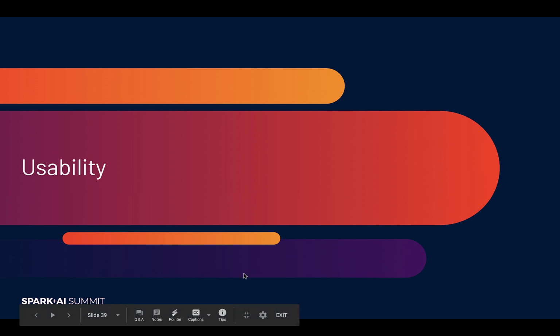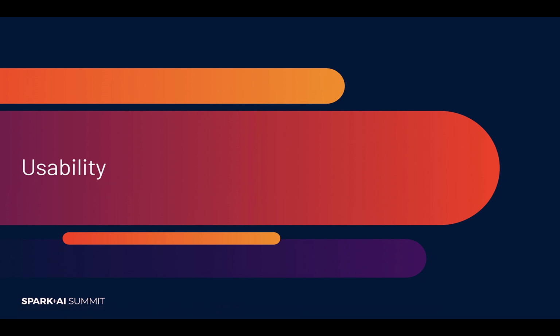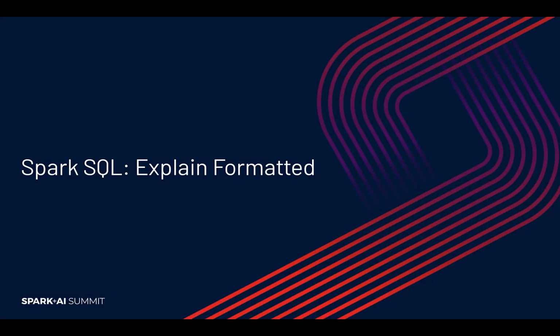So this covered all the performance gains that we're going to highlight in this session on Spark. Now, let's take a look at some of the usability improvements that are part of Spark 3.0. The first one, and it's the one that has me the most excited, are the improvements to the Explain Plan feature in Spark.